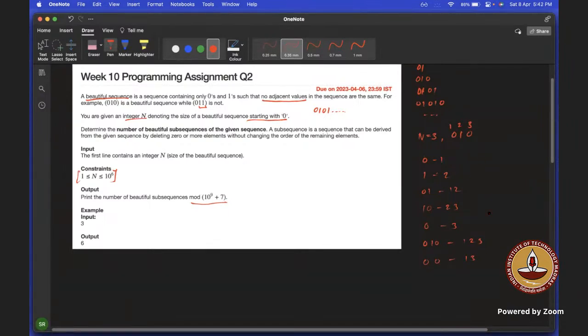Right, out of these possible subsequences, which are the beautiful subsequences? Because it's given that we have to choose the beautiful subsequences. So this is beautiful. This also meets the condition. This meets the condition, this one also, this one also. But this doesn't, because 0, 0 cannot be adjacent, right? Therefore, the number of possible beautiful subsequences would be 6 for the input n equals 3.